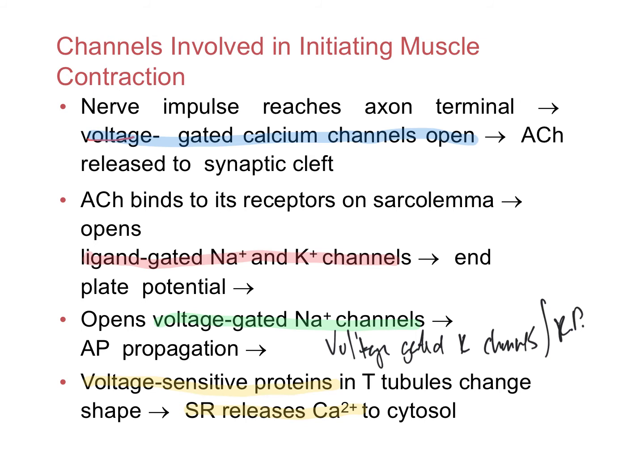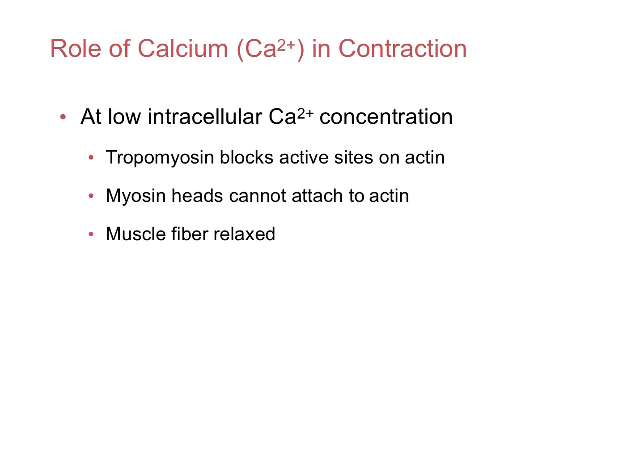So we're linking the change in the voltage potential in the membrane to controlling the release and storage of calcium, which is necessary for contraction. Right? You could consider the calcium at a certain concentration to be the switch on whether the contraction can occur or not. And so our role of calcium then is that it binds to troponin.